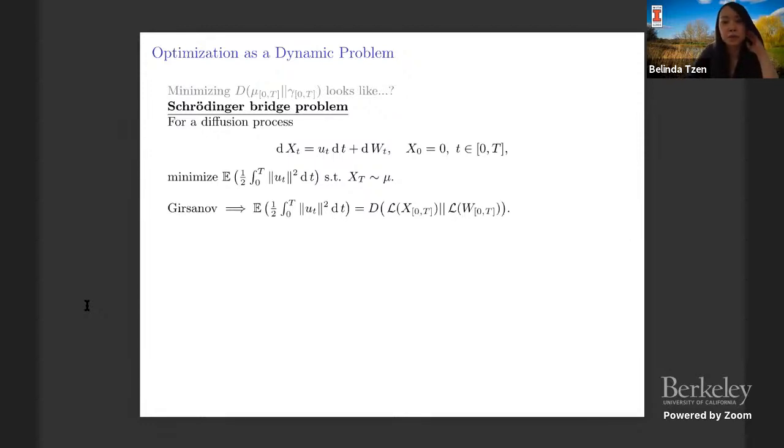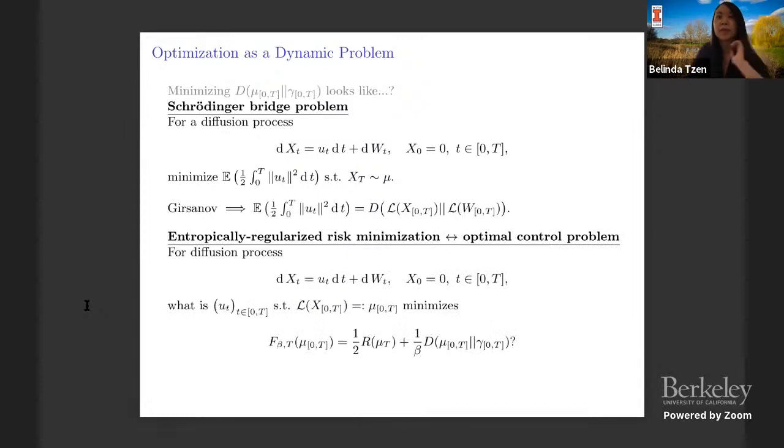And where are we going with this? Well, from there, it's kind of immediate that we would be able to set up an optimal control problem, which says that, for a diffusion process, which is your standard Brownian motion with some drift attached to it, what is the drift or control such that the law of the process minimizes this free energy functional, the one we described before?